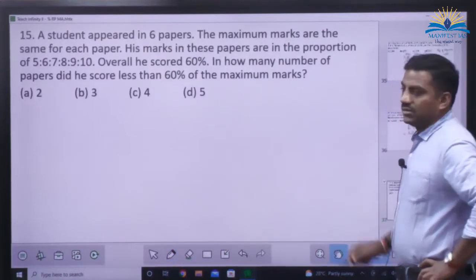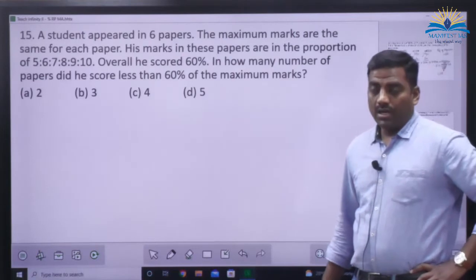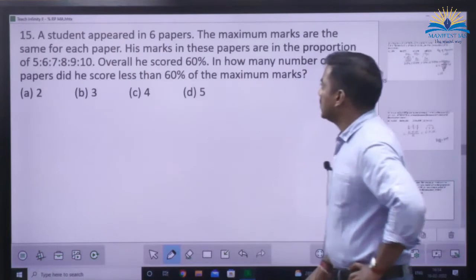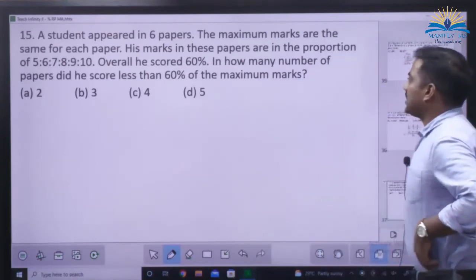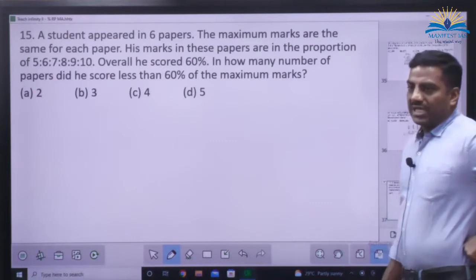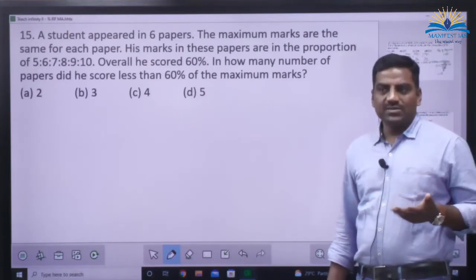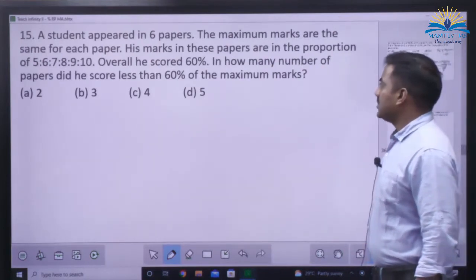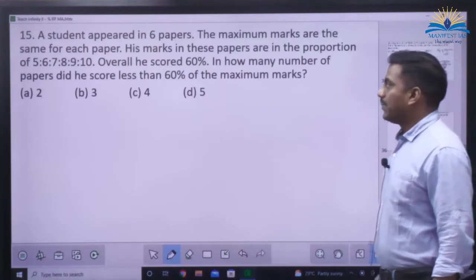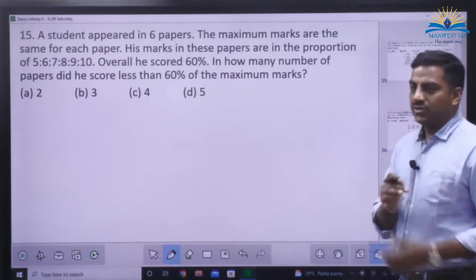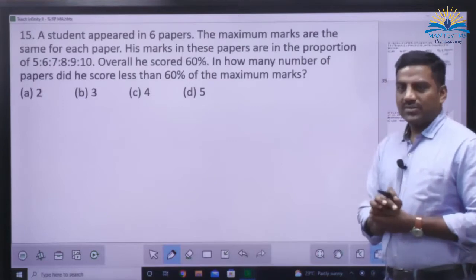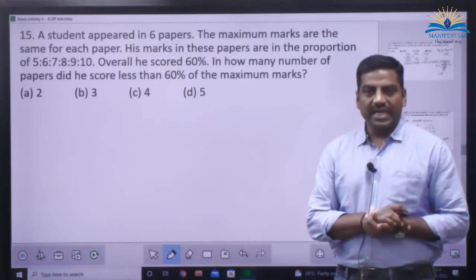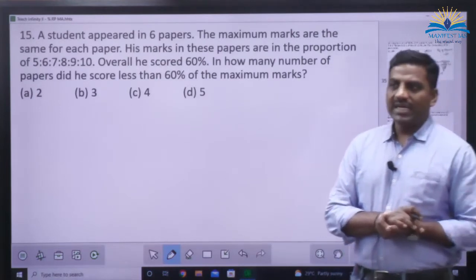This is last year's question, 2021 October. A student appeared in 6 papers. The maximum marks are the same for each paper. That means, let's say, 100. His marks in the papers are in the proportion 5 is to 6 is to 7 is to 8 is to 9 is to 10. Let's think that he has got 50, 60, 70, 80, 90, 100.